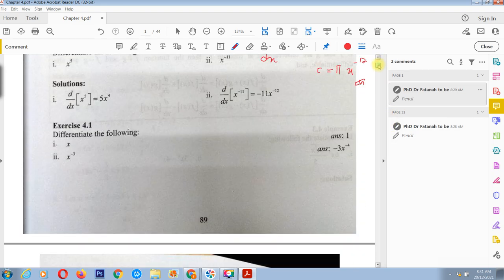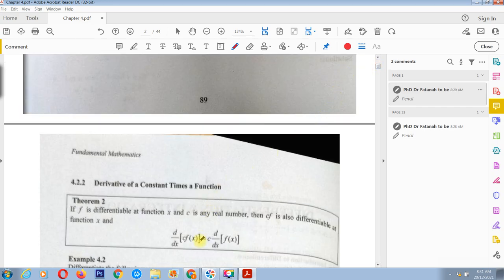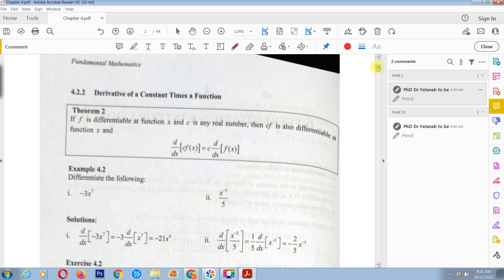And then after the power rule, we have the derivative of a constant times a function. So we have a constant, any number, times a function. So if we have this, what is the constant here? The constant here is 1 over 5. And then the function is x to the power of negative 2. So how to differentiate this?